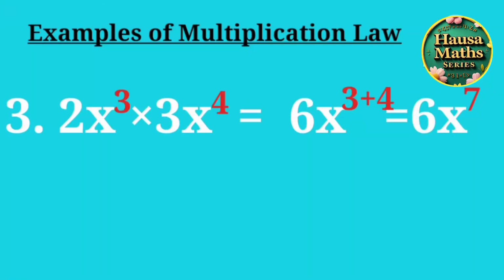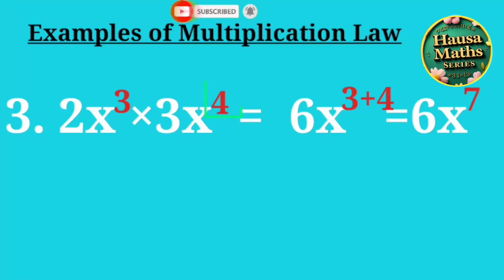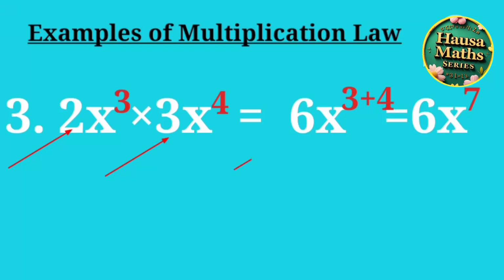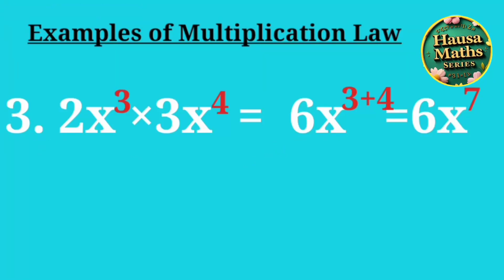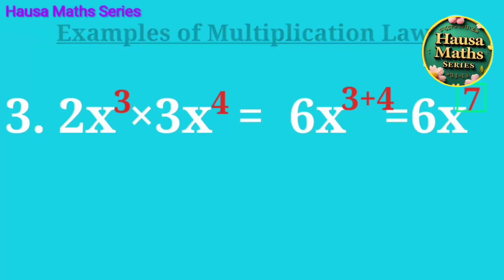Then number 3, 2x raised to power 3 multiplied by 3x raised to power 4. This one has coefficients 2 and 3. We multiply 2 and 3, which is 6. Then for this x and this x, we add their powers, which is 6x raised to power of 3 plus 4, equal to 6x raised to power 7. We can only multiply the coefficients and then add the powers.